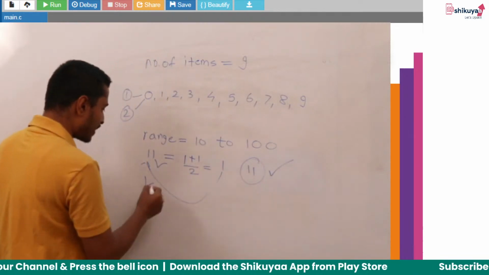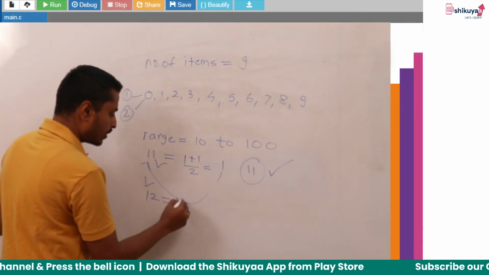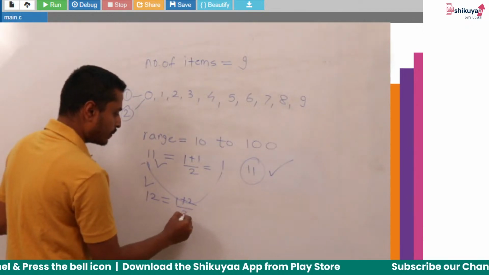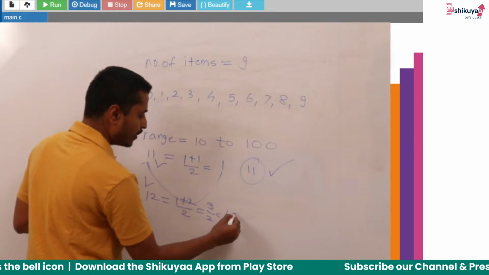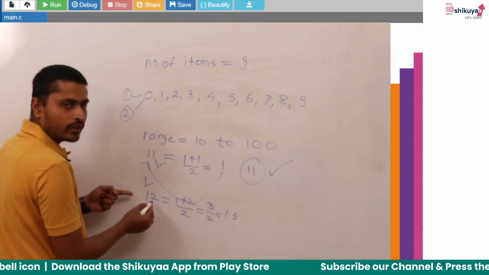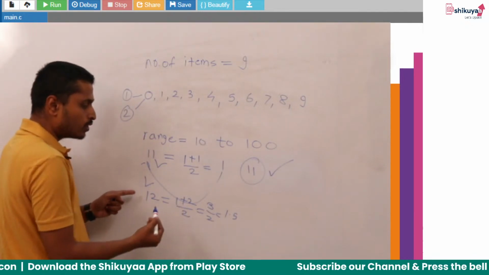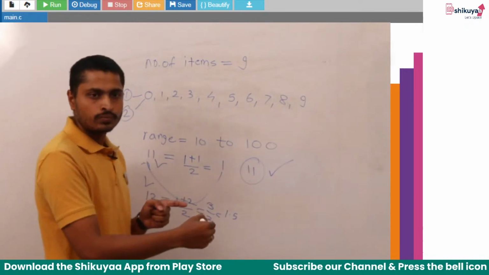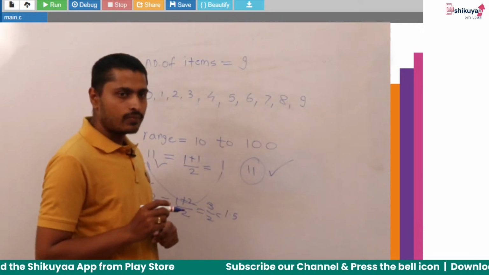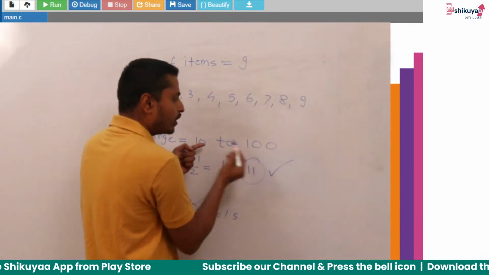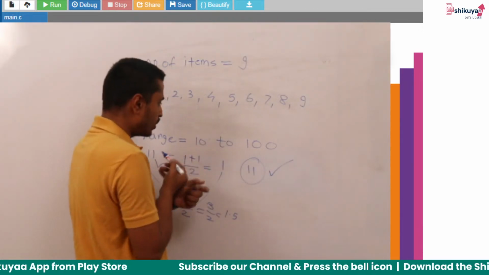Now we'll go for the next, that is 12. 1 plus 2 is 3, divided by 2 is 1.5. 1.5 is not equal to 1 and 1.5 is not equal to 2. So in this way you have to go. Clear? So this is 11, but what is given? From 10 to 100.